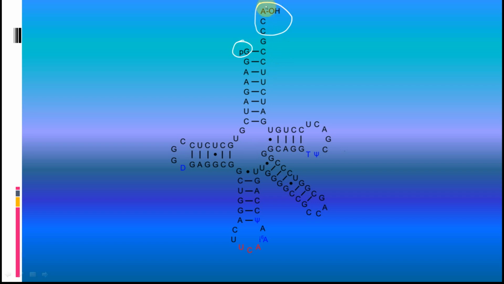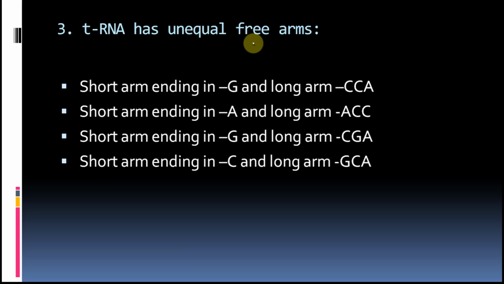So you can see here this is a long arm, this is a short arm of the tRNA structure, and at the long arm you can see the sequence is CCA, while in the short arm it is the G, right? So now look at the options. It is the short arm G and long arm CCA. So option number 1 should be the correct one, right?